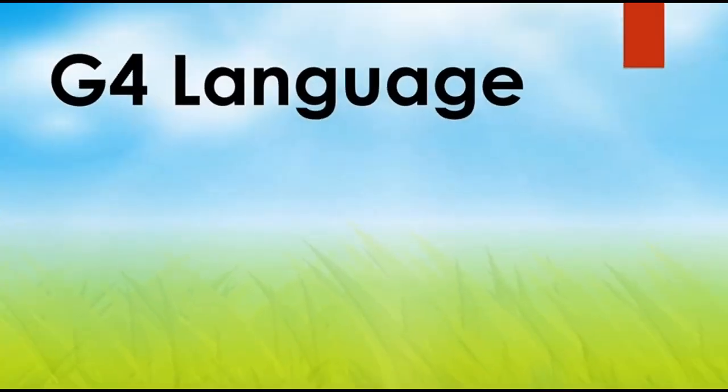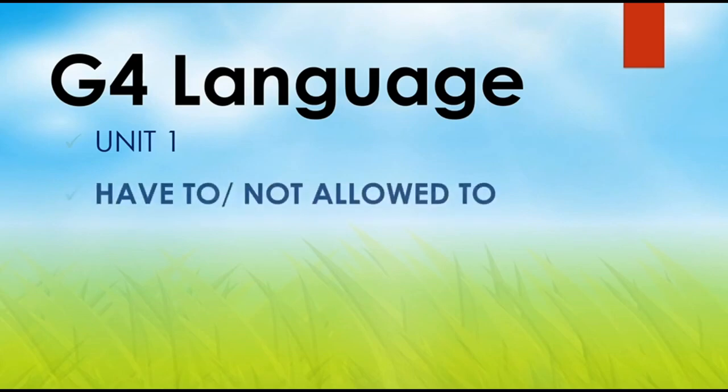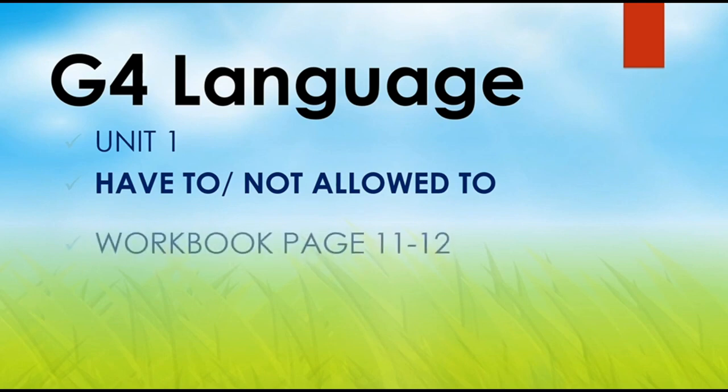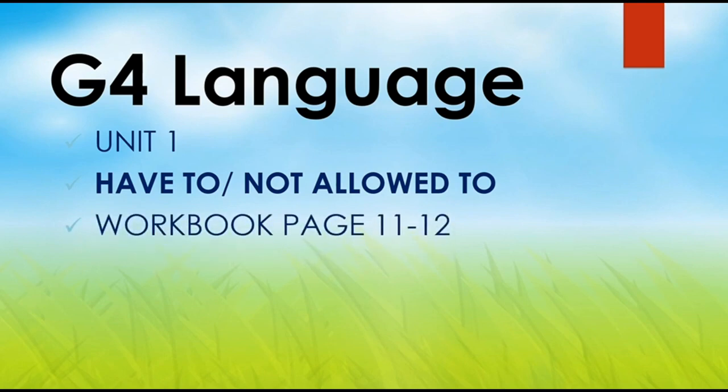Grade 4 Language. And now we will continue to study Unit 1. And we have here our new topic, have to and not allowed to. In this topic, we will focus on your workbook page 11 to page 12. But before we proceed to our main topic, let's have first our vocabulary words. Please listen and repeat.